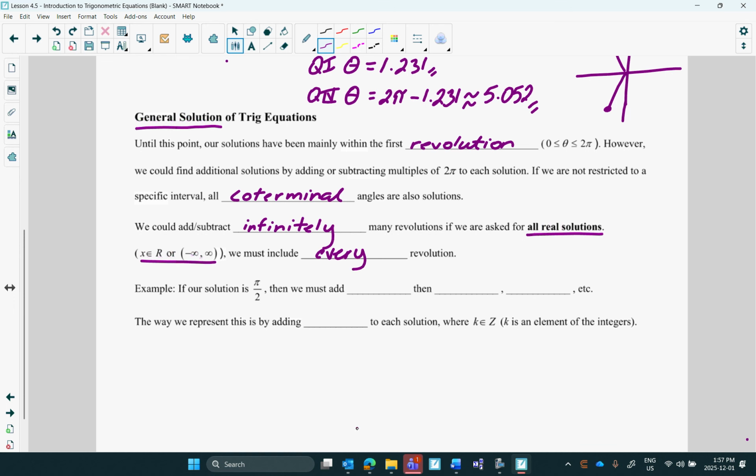So like if one of our solutions was pi over 2, well, we'd have to add 2 pi to get another one. And then we'd have to add 4 pi to get another one. And then we'd have to add 6 pi, and then 8 pi, then 10 pi. Not only add, but subtract as well.